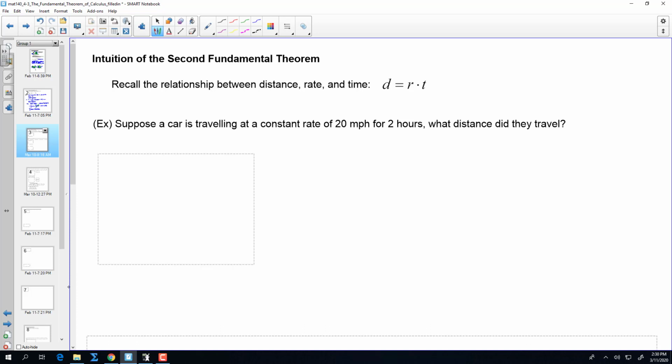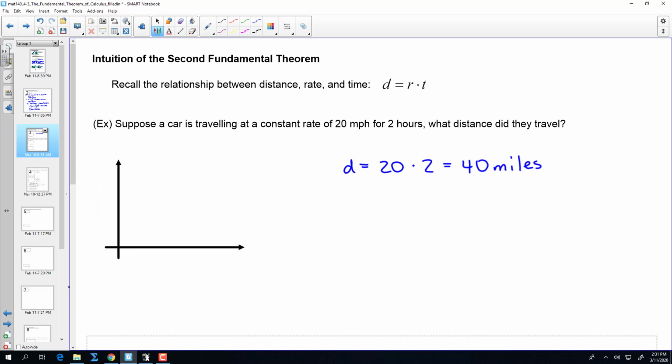Because we know, and you've solved these kinds of problems before, I'm sure, if you have a car that's traveling at a rate of 20 miles per hour for 2 hours, so rate times time, the time cancels out, so hours disappears, and you're left with 40 miles. Okay? But then you might be wondering, what does that have to do with calculus? What does that have to do with what we're talking about in the fundamental theorem? Well, let's see what that has to do with the fundamental theorem.